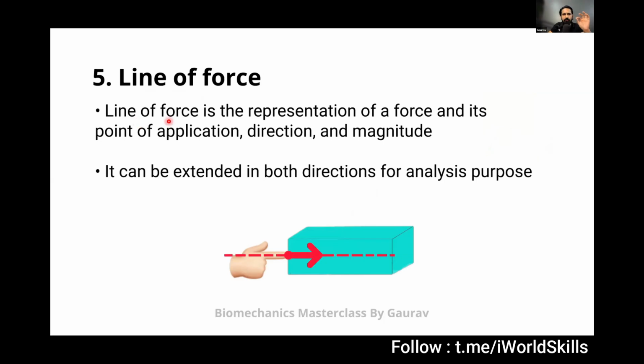Now, let's just say a fifth thing associated with force is the line of force. Now, line of force is simply the representation of a force. How do you represent a force? By using this arrow. This arrow that represents the direction of force is also the line of force, right? So basically, line of force is the representation of a force and its point of application, direction, and magnitude. Correct. So this arrow that you see over here, along with this point of application, is your line of force.